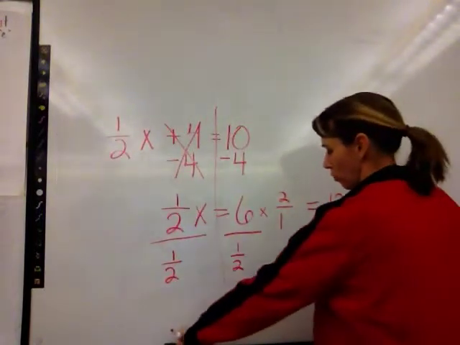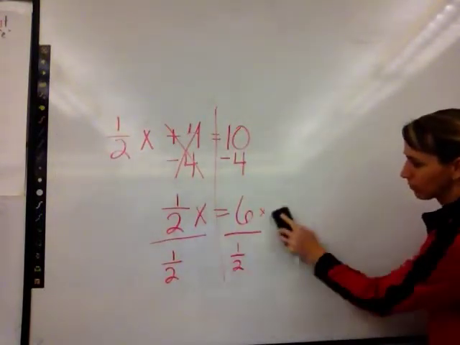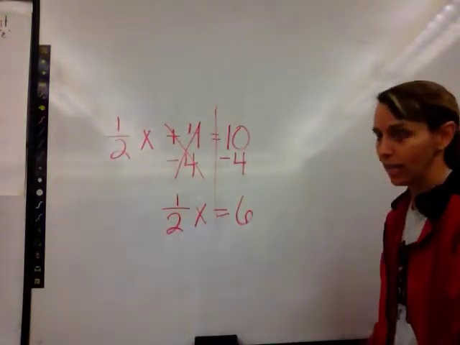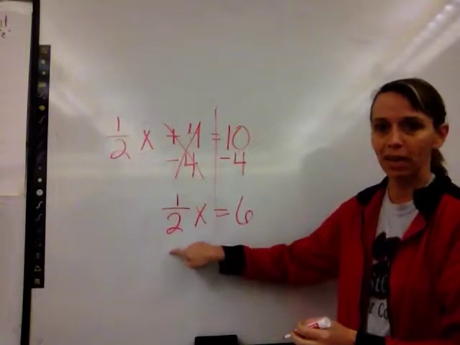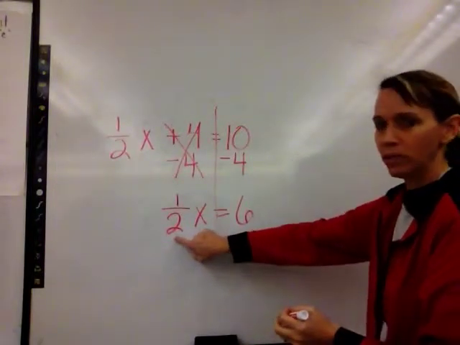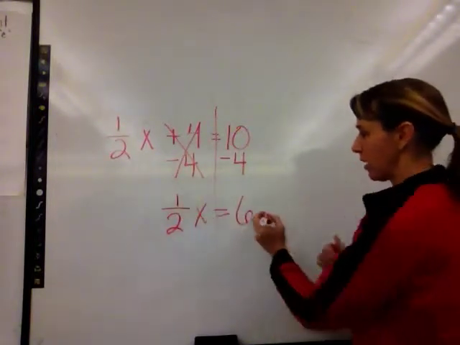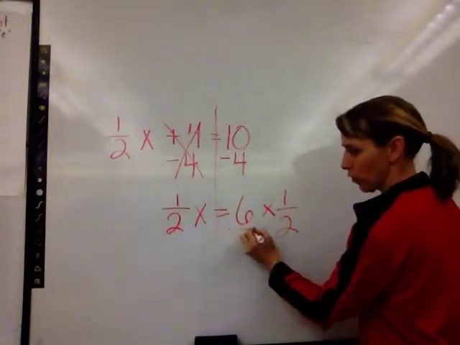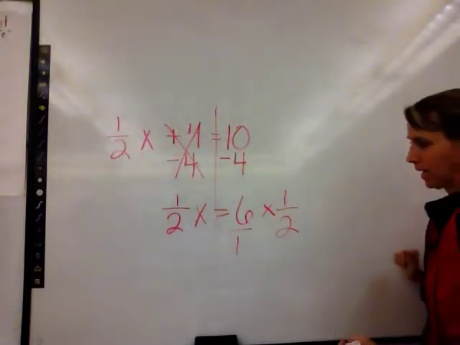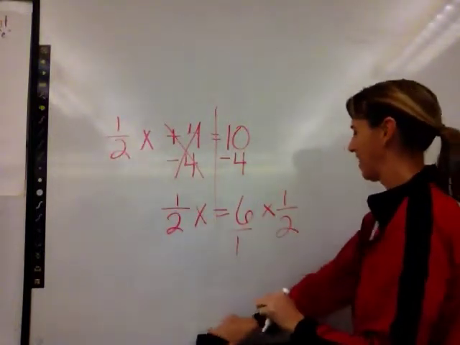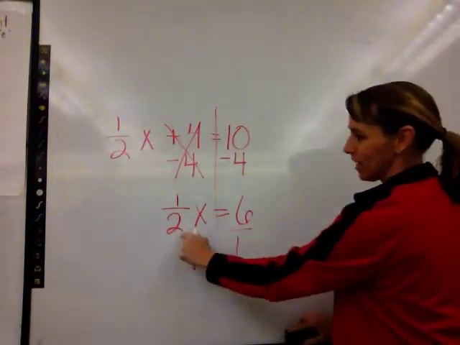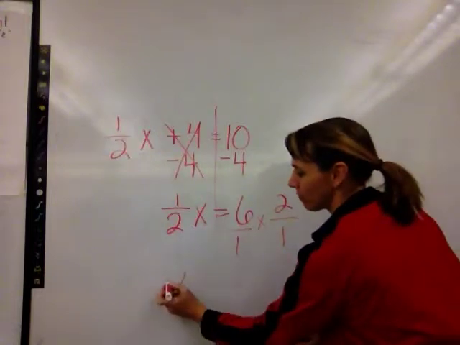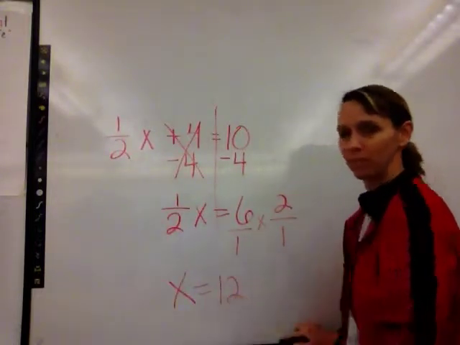Now let me show you the shortcut that I use. I don't even do this part. Yes, you need to know that you're dividing, but as soon as you see that you're dividing by this 1/2, what I do is take this fraction and flip it right there, bring it over here, put the 6 over 1, and then just multiply to get my answer. Flip that to 2 over 1, and then 6 times 2 is 12. So x is equal to 12.